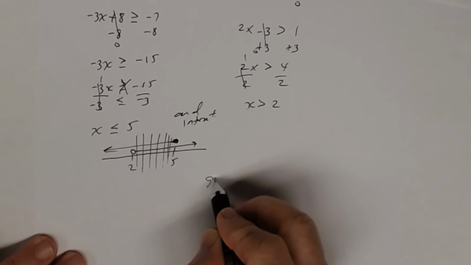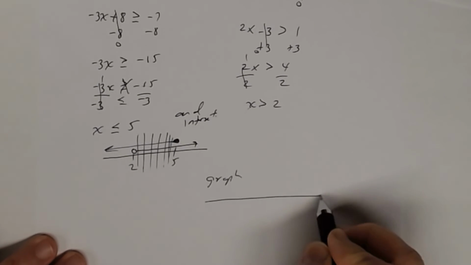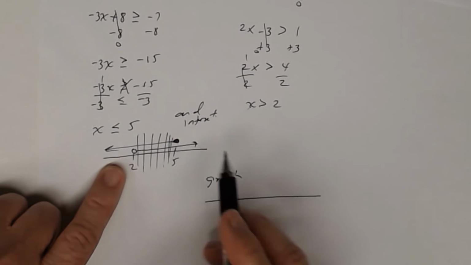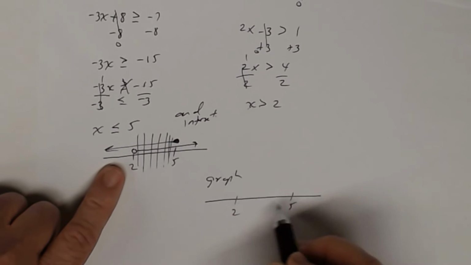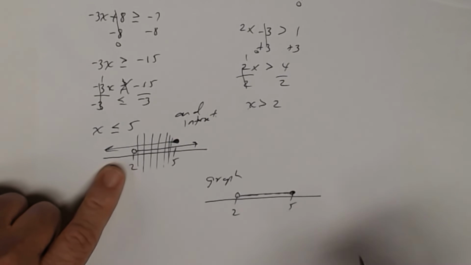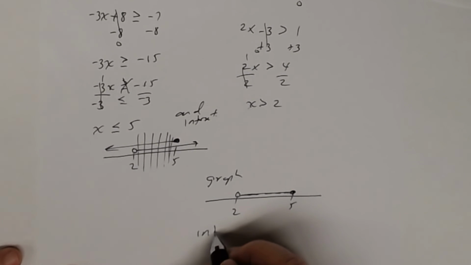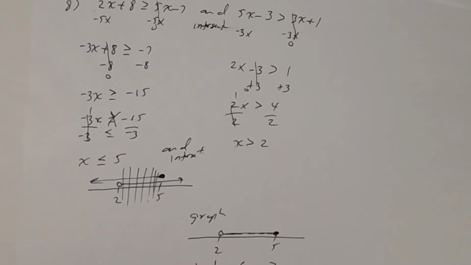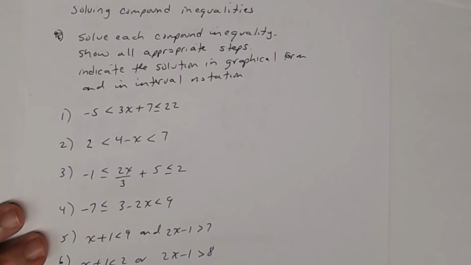And so your graph, then, on one number line, will be between 2 and 5: 2 open circle, 5 closed circle, and then shade in every real number between them. And then the interval notation, you're going to say parenthesis 2, 5 with a bracket. All right, so that is the key to these problems on solving compound inequalities.